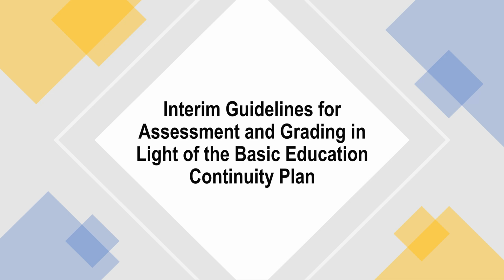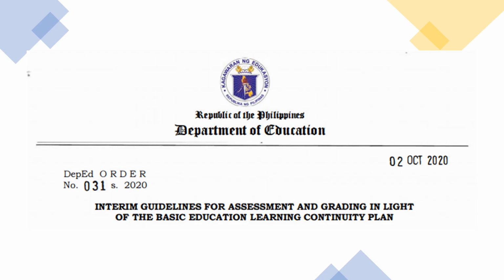Alright, so finally the DepEd's official guidelines for assessment and grading in this new normal have already been released. They call it DepEd Order number 31, series of 2020, the interim guidelines for assessment and grading in light of the Basic Education Learning Continuity Plan. This was released last October 2, 2020.